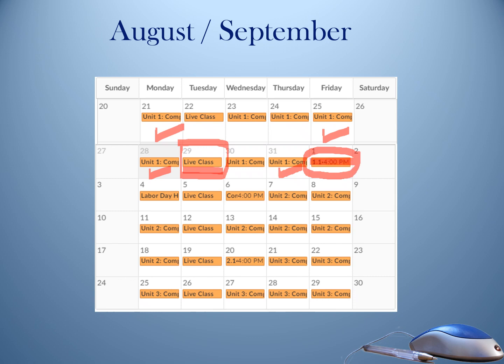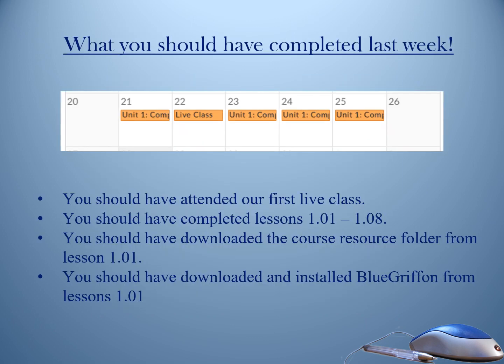Coming up next week, of course, we have a holiday. Monday will be off, that's September 4th, and then we'll have a live lesson on Tuesday the 5th, and then our first assignment 1.15 will be due on September 6th. All right. So that's where we are at and where we're going.